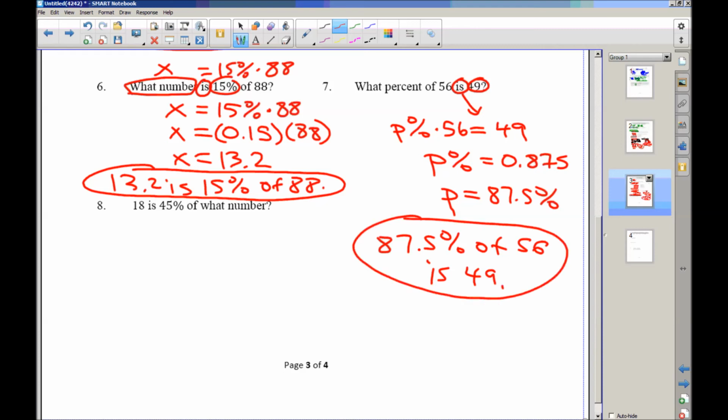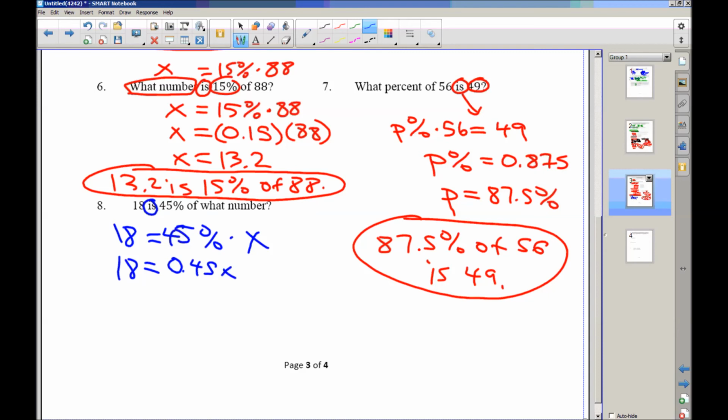Okay? Our last one. 18 is 45% of what number? So there's our is again. That's our equals. That means 18 is on one side by itself, so that's the part. Here's our 45%. And then we don't know what number, so we put in X in that spot. Okay? So I solve this, and 18 equals 0.45 times X. I can't do math with the percentage sign there. I got to change it back to decimal form.